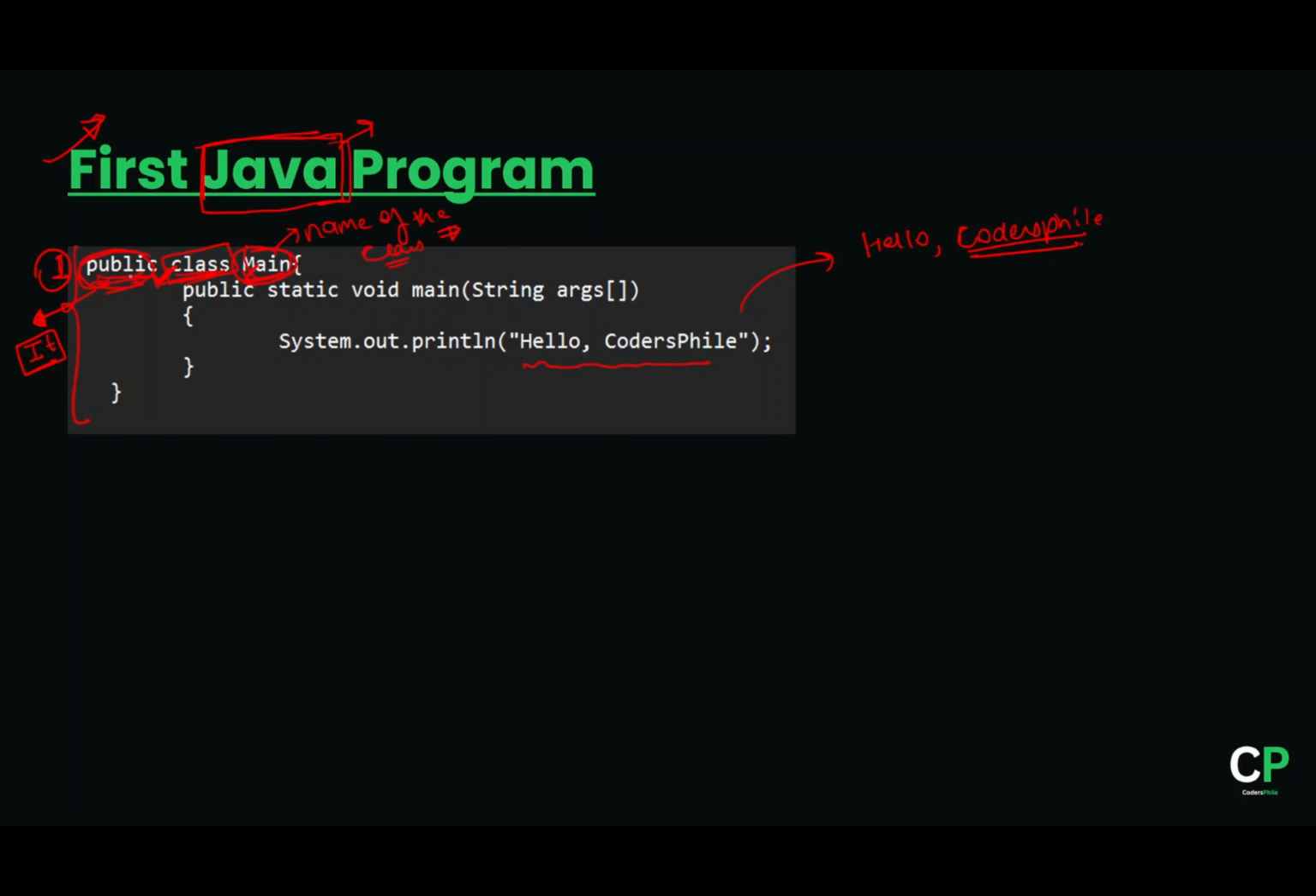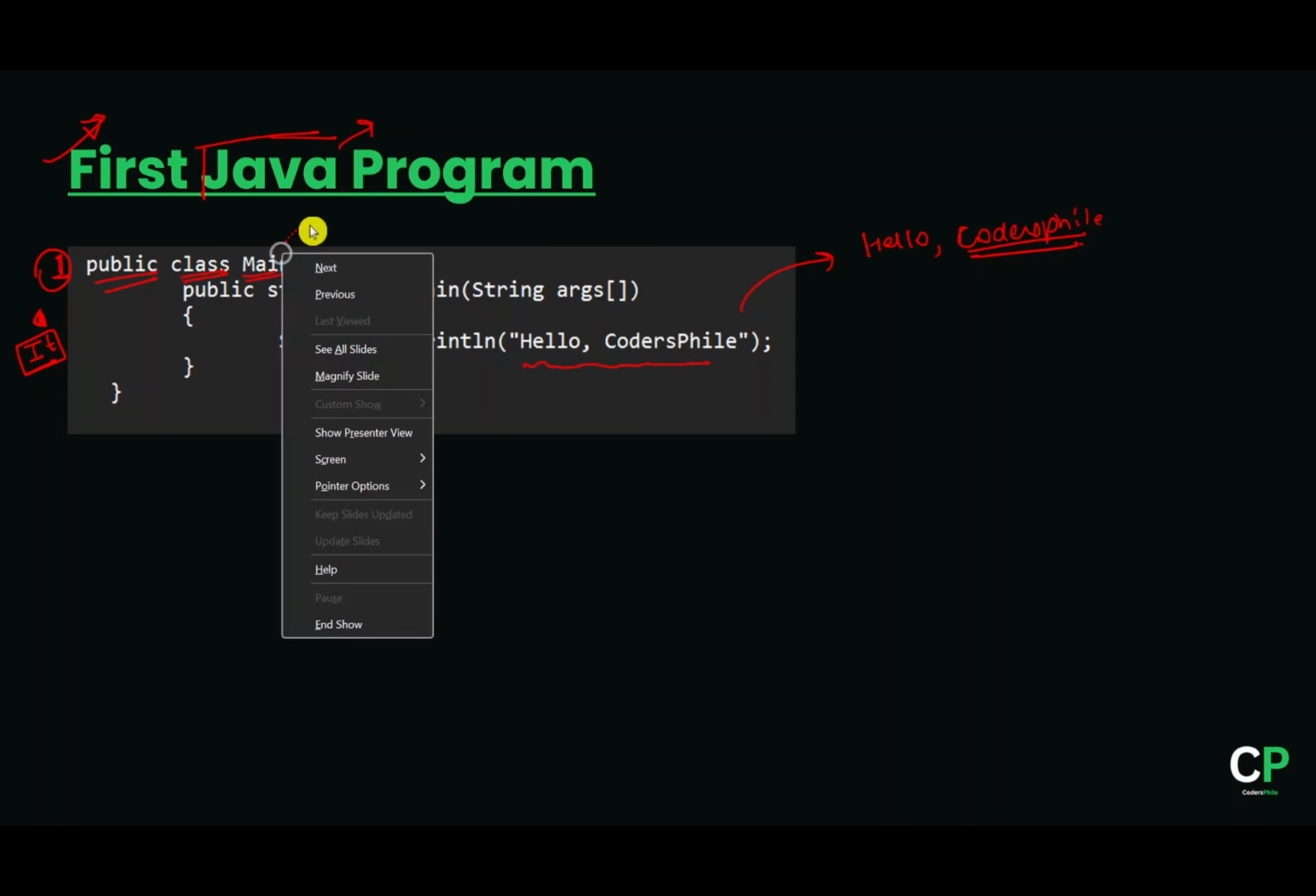So public is an access modifier, just like a public property can be accessed by anyone. This public means that this class main can be accessed by any other Java program, or by the JVM. So this clears your doubt and clears the first line, what is meant by public class main. The class keyword is used for defining the class and main is the name of the class.